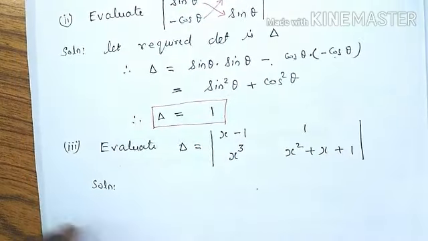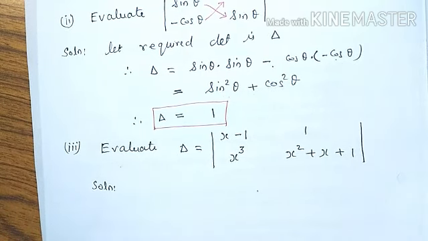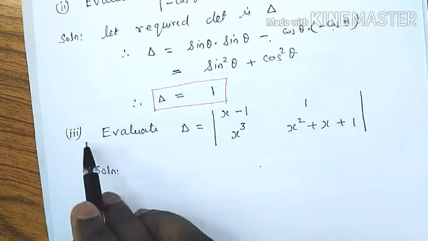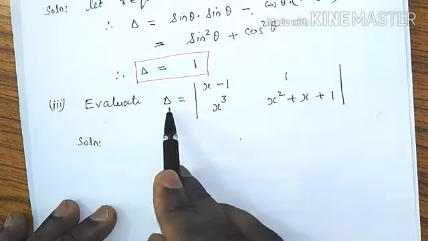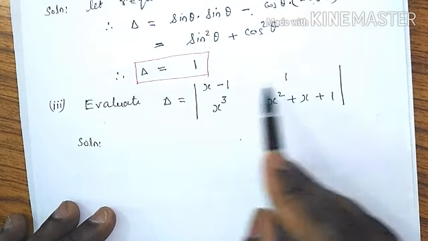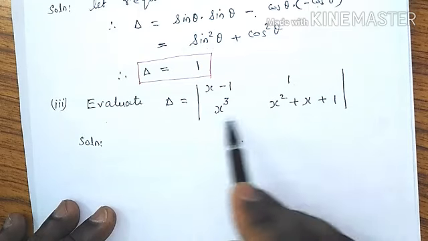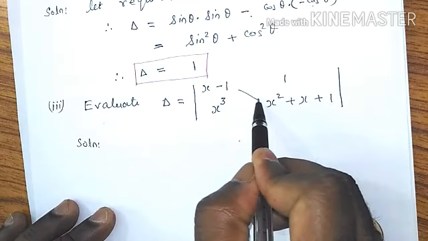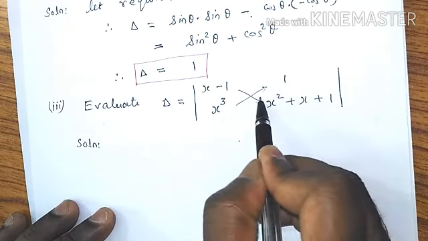I hope it is clear how to calculate the determinant of a square matrix of order 2. Now one more example I am taking here. Third example, evaluate the determinant. The elements are x minus 1, 1, x cube and x square plus x plus 1. We will do the cross multiplication as I explained to you.